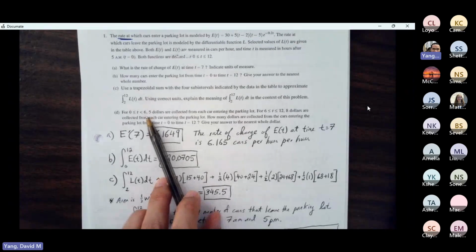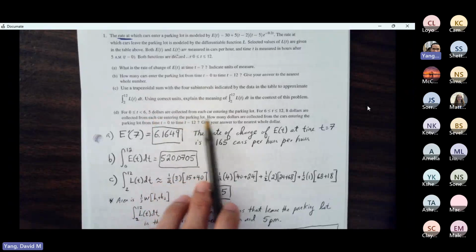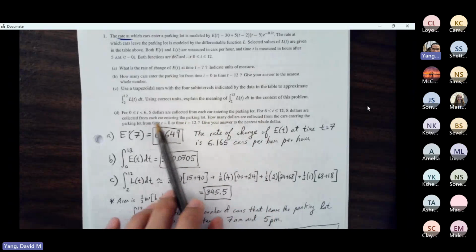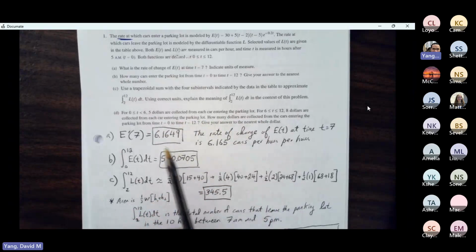Part D, now between 0 and 6 hours, $5 are collected from each car entering the parking lot. And then between 6 and 12 hours, $8 are collected. How much money is collected from the cars entering the parking lot from 0 to 12? Give your answer to the nearest dollar.